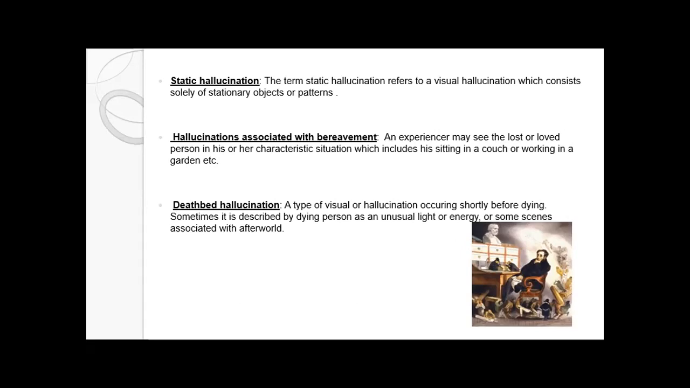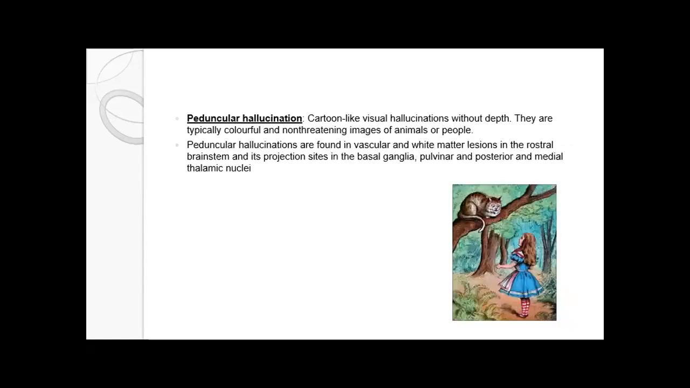Then there are deathbed hallucinations. These are visual hallucinations occurring shortly before dying, sometimes described by the dying person as an unusual light or energy or some scenes associated with the afterlife. Then there are peduncular hallucinations. These are cartoon-like visual hallucinations without depth. They are typically colorful, non-threatening images of animals and people. Peduncular hallucinations are found in vascular and white matter lesions in the rostral brainstem and its projection site in the basal ganglia, pulvinar, posterior, and medial thalamic nuclei.